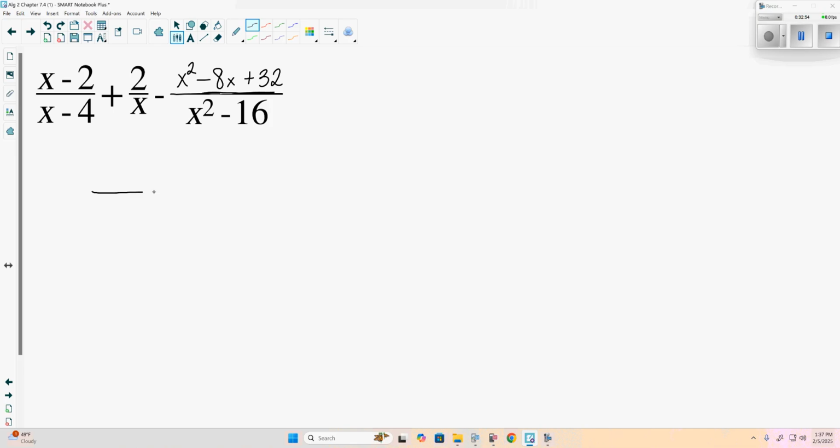Now, again, our numerators, we're going to leave them as they are. Because x squared minus 8x plus 32 doesn't factor. It feels like it should, but it doesn't. 1 and 32, 2 and 16, 4 and 8. Yep, it doesn't factor. Seems like it should, but it doesn't. Even if it does, there's no reason to.